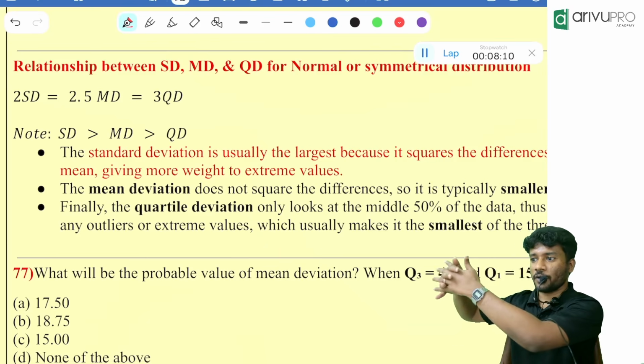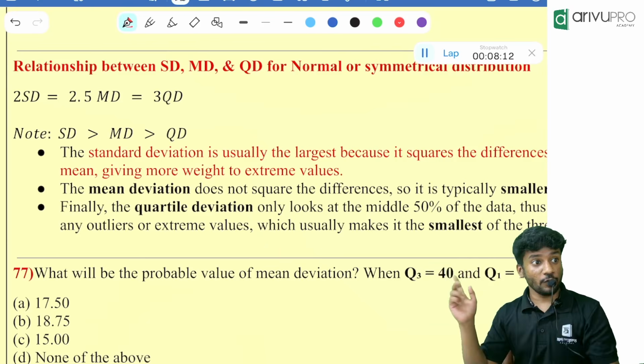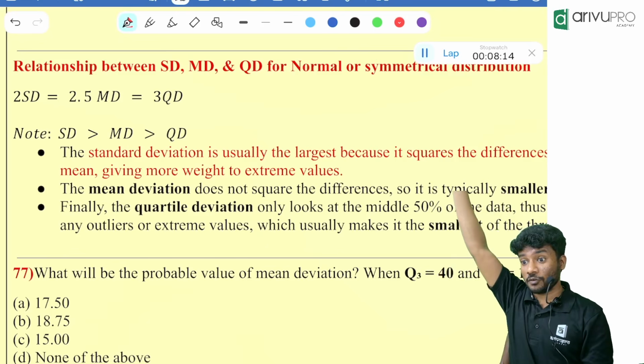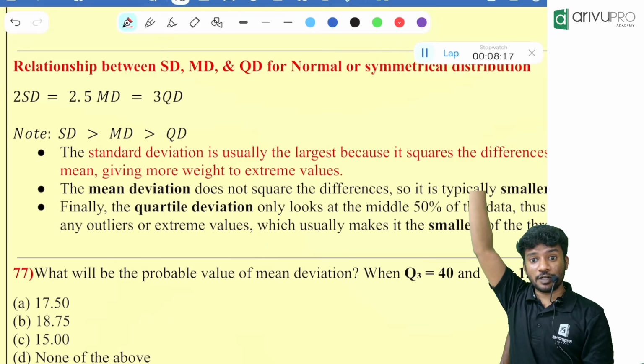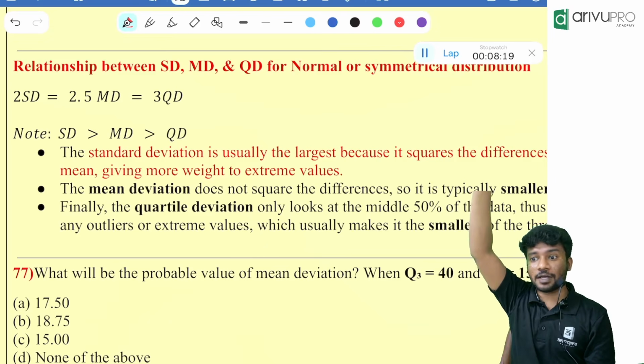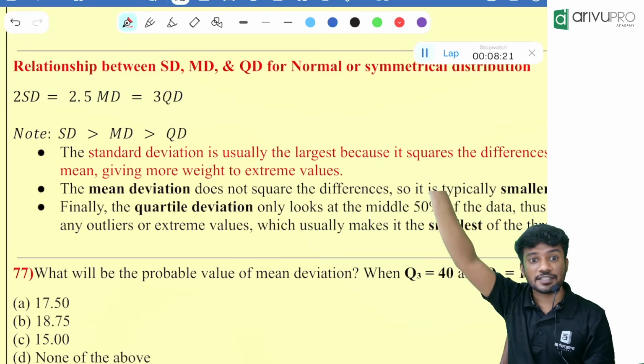The final one, we are going to connect everyone. Okay, this is the point. The connection of how we connected mean, median and mode. What is the formula? Mean minus mode is equal to 3 into mean minus median.